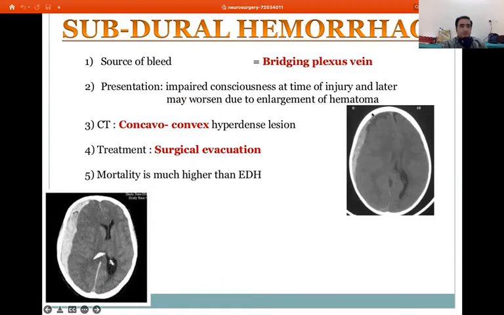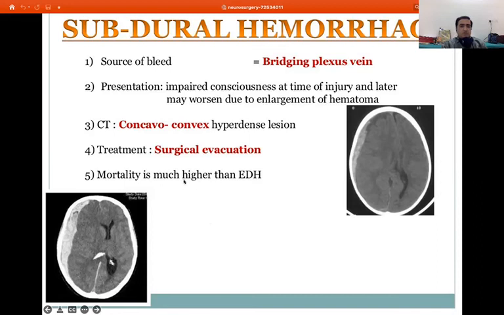In CT, there is no barrier to the dura attaching to the inner aspect of the skull, so the hematoma has a concave, crescent shape. If the amount of bleed is more, the midline shift is more, and if the patient's clinical condition allows, we go for craniotomy and evacuation.